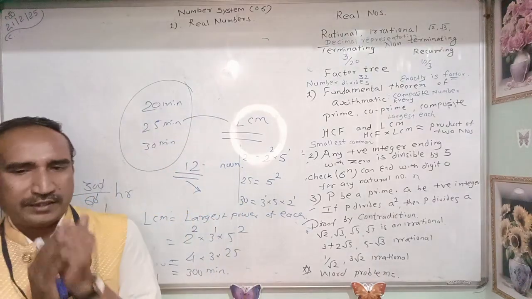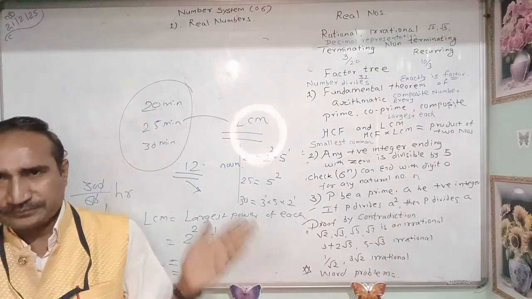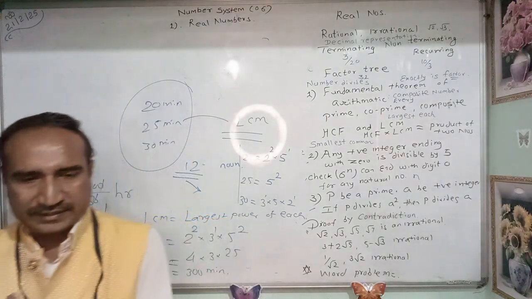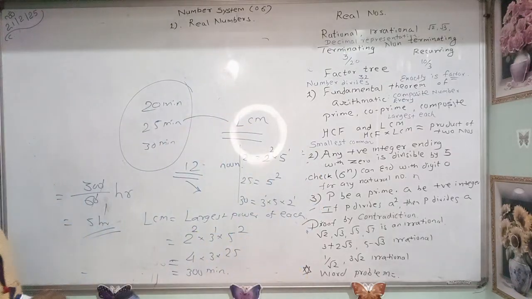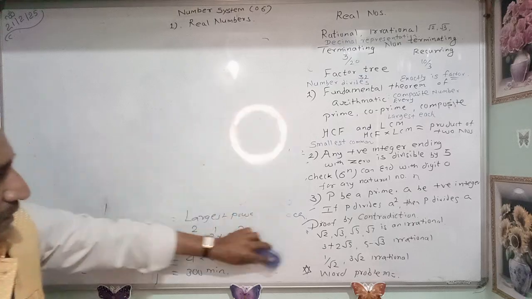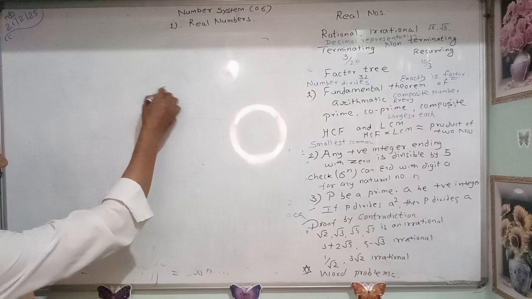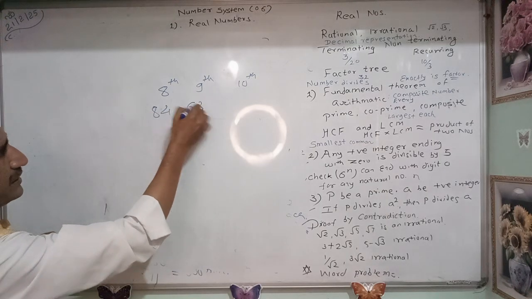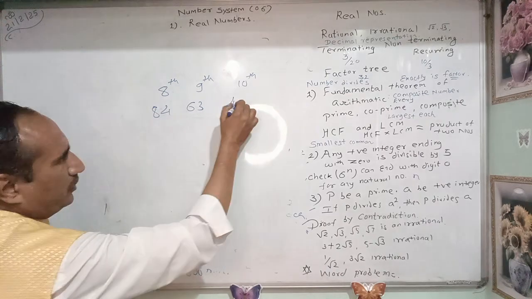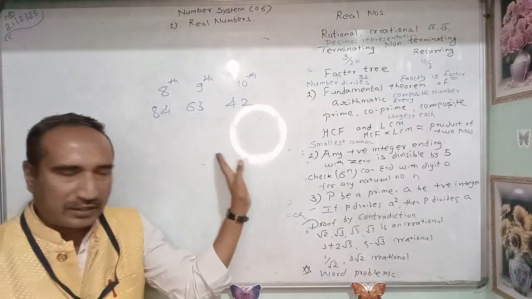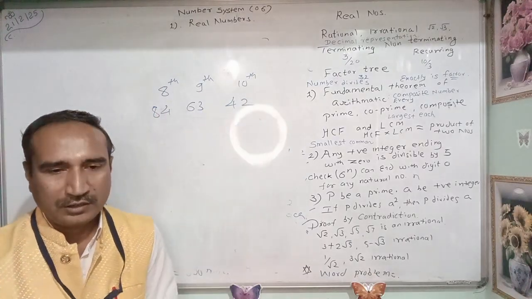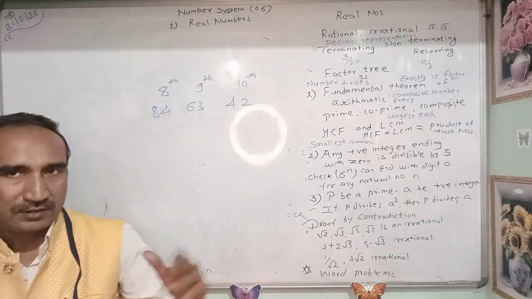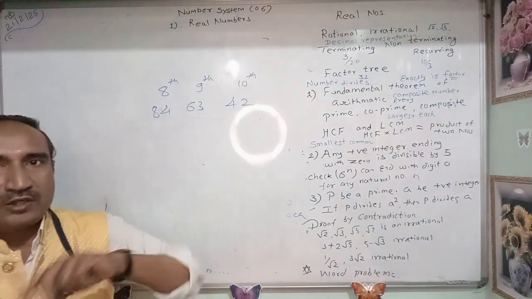Now a teacher has to arrange all the students of standard 8, 9th and 10th in an auditorium, in a single hall we can say. There are 84 students of standard 8, 63 students of standard 9 and 42 students of standard 10. The condition is that each class's students must be in the same row. Number of rows may be different, but 8th, 9th and 10th will not mix with each other's rows.